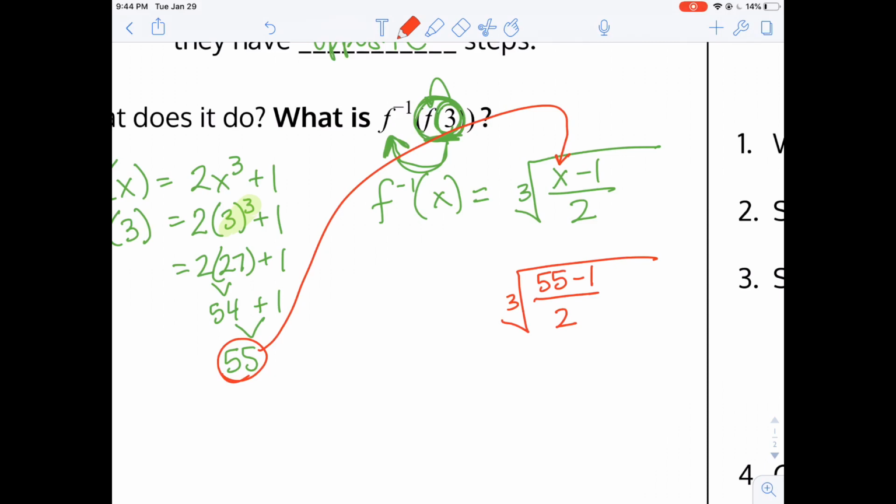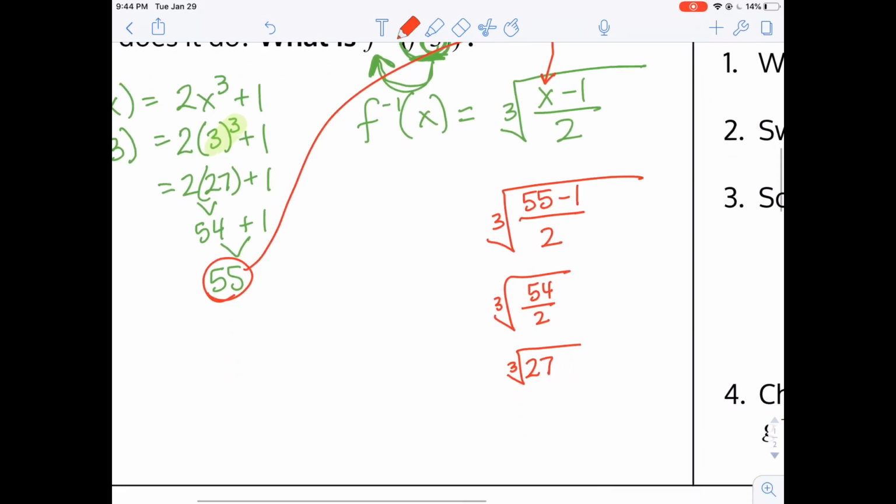So 55 minus 1 would be 54 divided by 2. 54 divided by 2 is 27. Still have that cube root. The cube root of 27, you can use your calculator or know that 3 times 3 times 3 is 27. So this would be 3.